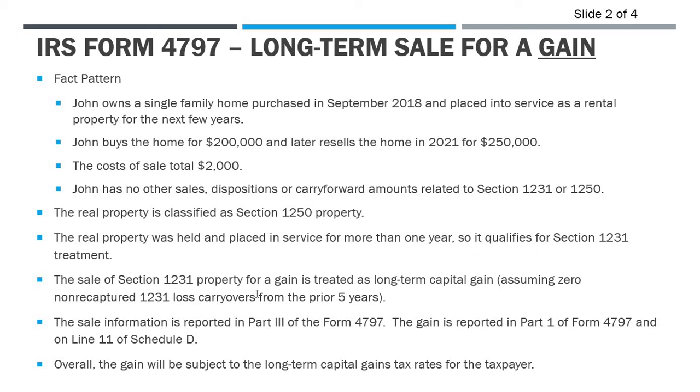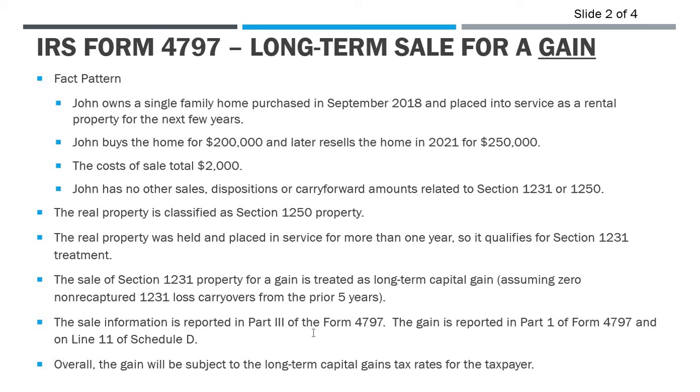Now, again, the sale of the 1231 property, he's going to make a gain on this. And so if he does, then he's going to get that long-term capital gain rate. But again, he's got to be mindful of if he had any prior year loss carryovers from the prior 5 years related to 1231, so those non-recaptured amounts. Again, in this example, we've said that he has no other sales, dispositions, or any of these carry forward amounts, so that's not going to be relevant to him. But if you want more information on that, I will be putting up some separate videos that cover that issue, so just stay tuned for those.